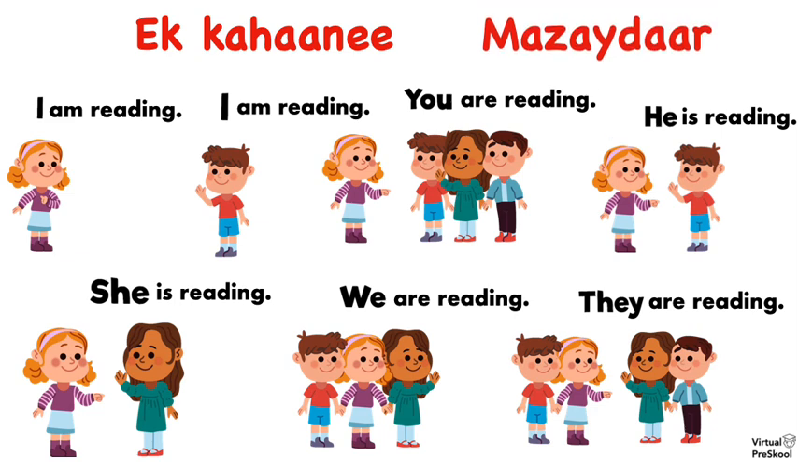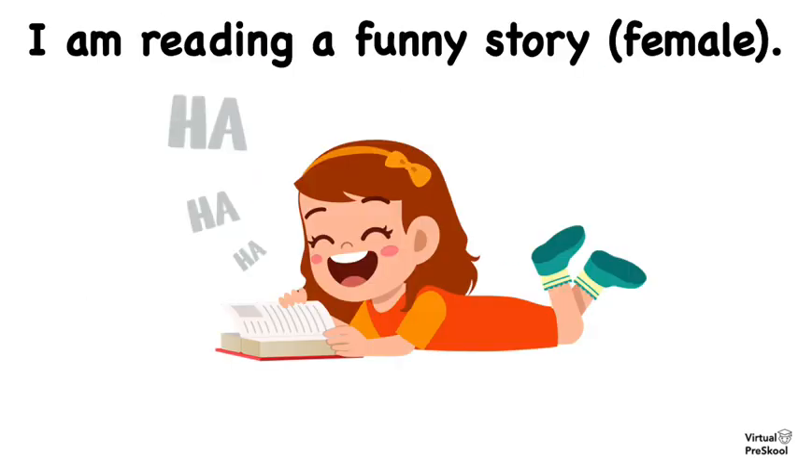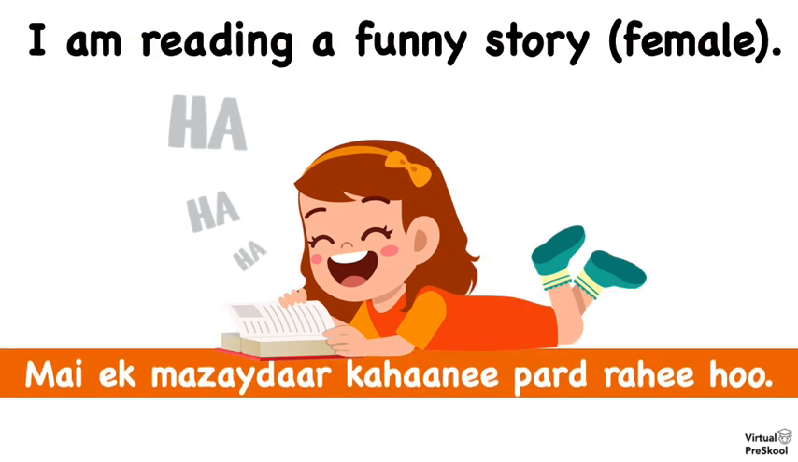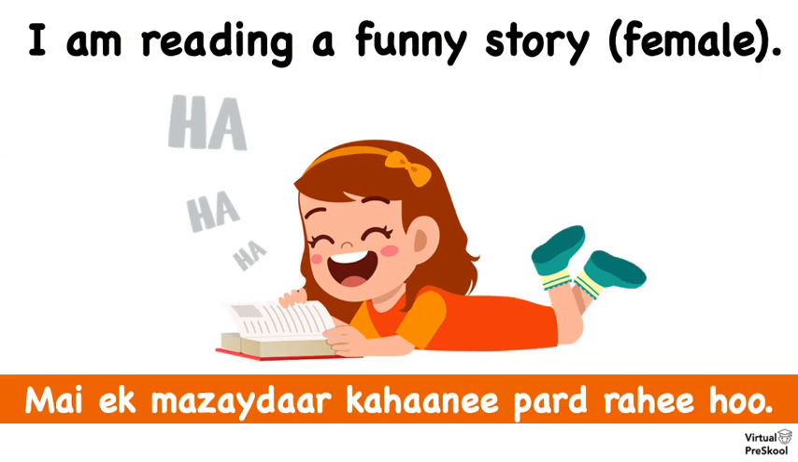So for example, the first one will be, I am reading a funny story. So here we are. I am reading a funny story, and the speaker is a female. मैं एक मज़ेदार कहानी पढ़ रही हूँ. And again, take a look at the sentence structure. The kahani and the funny, the adjective and the noun, are in the middle of the sentence, and our verb gets pushed out to the end. Again, in Hindi sentences, the verb appears at the very end of the sentence. मैं एक मज़ेदार कहानी पढ़ रही हूँ.